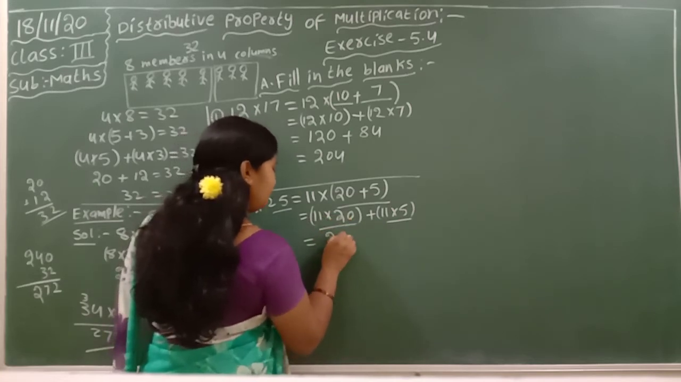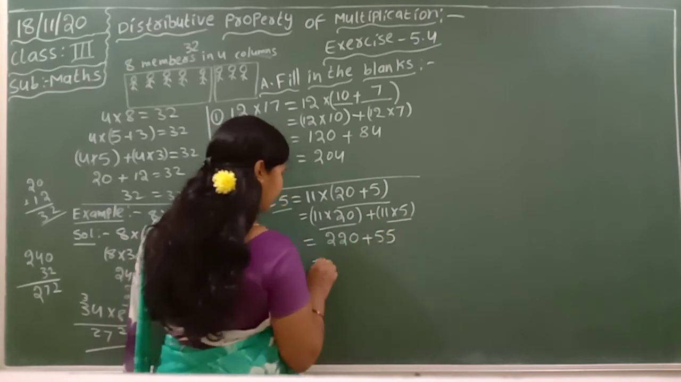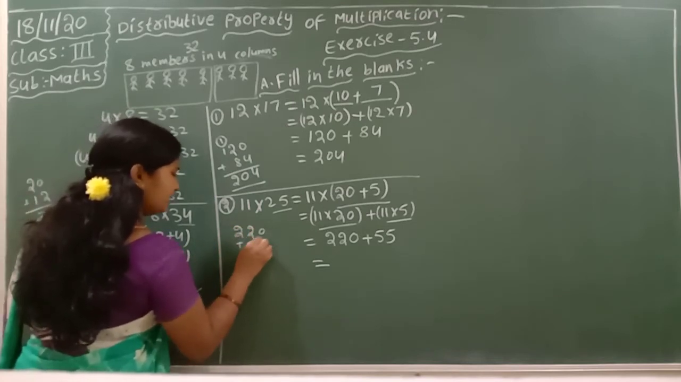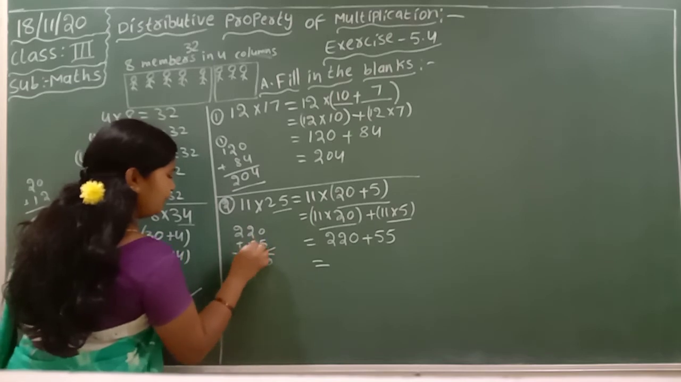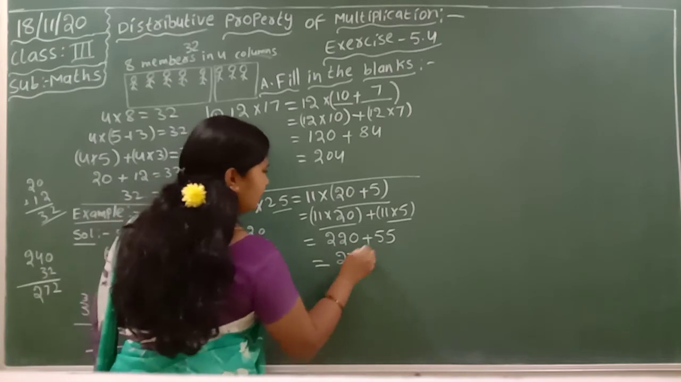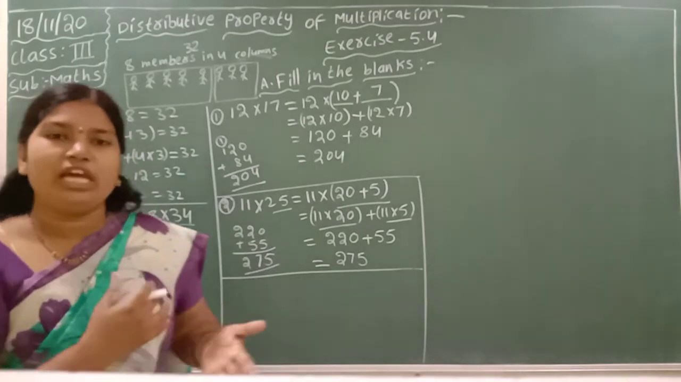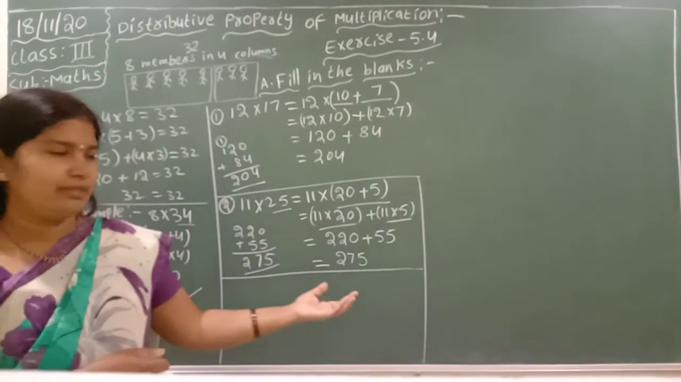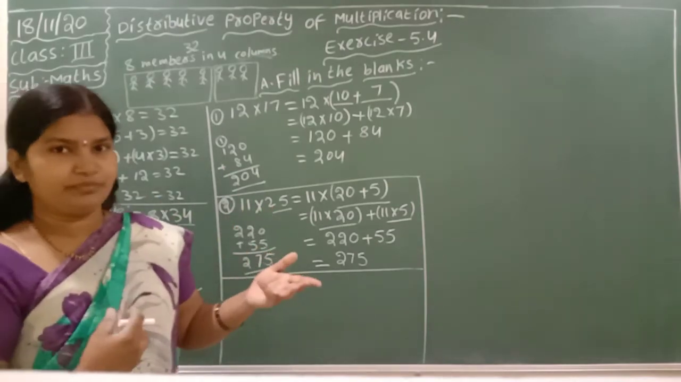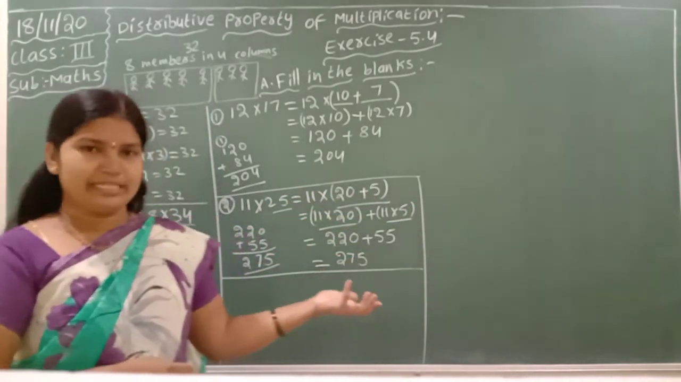11 2s are 22, 11 0s are 0. 11 5s are 55. Now you can add these numbers: 220 plus 55. 0 plus 5, 5; 2 plus 5, 7; 2. The answer is 275. If we are using this distributive property, we are getting answers easily in these multiplications. Otherwise it will take more time. In this way, we are using the distributive property and making the multiplications easy.